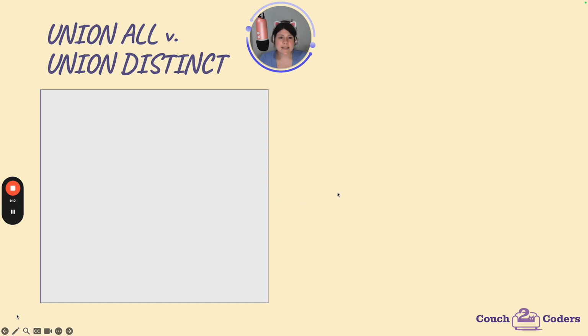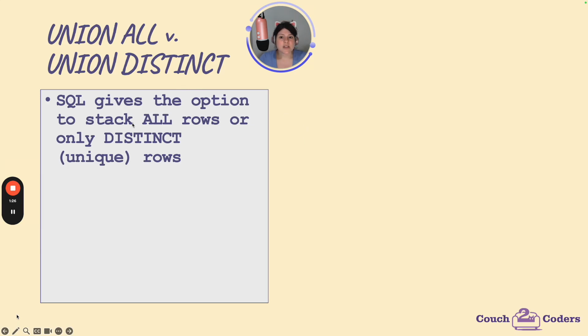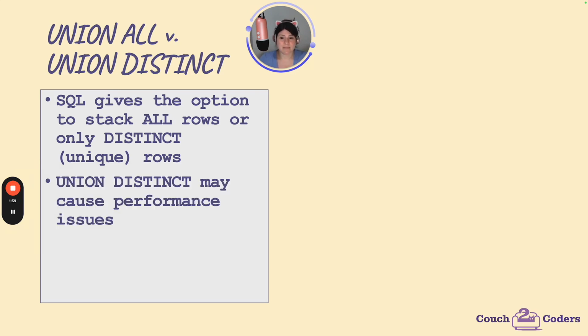So the first thing that's going to come up is a union all versus a union distinct. In our previous example, I think we only did the union alls, but when you're working in an actual data analyst job, you might see a union distinct pop up. SQL gives us the option to stack all of our rows or only distinct unique rows. If you remember your select all versus your select distinct, it's the same type of thing, but with your union.